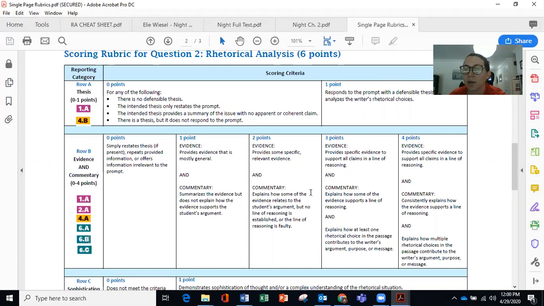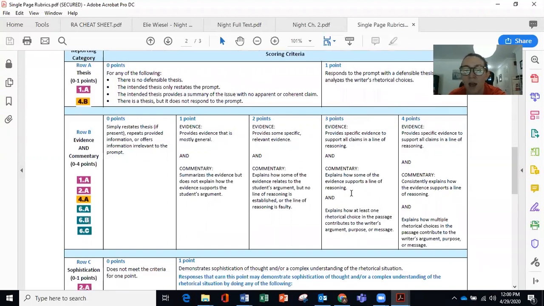So let's just break down really quickly what the difference is between a 2 and a 3. For a 2, that would mean you provided some specific relevant evidence. For a 3, that would mean you provided specific evidence to support all claims in your line of reasoning. Your line of reasoning basically means what you introduced in your thesis. So did you provide evidence to support everything that you said Barry did in your thesis? For the commentary, a 2 would mean that you did not have a line of reasoning established, or that it was faulty.